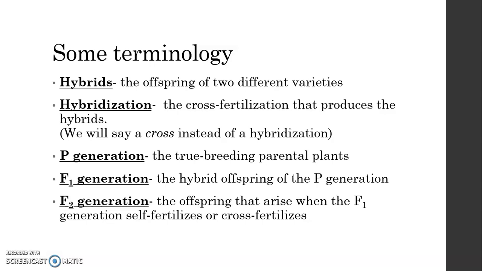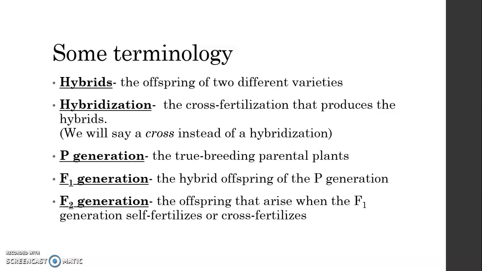So hybrids in genetics are going to be the offspring of two different varieties. If you had the purple flower mating with the white flower, that would be an example of a hybrid. Or if you had the tall plant mating with the short plant, that would be an example of a hybrid.